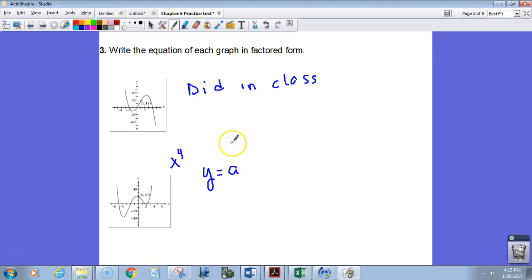I have an a, I don't know what it is yet, but I know my first zero is negative 5, so I need to make that x plus 5. Then I have negative 2, so another zero is x plus 2, because if I put a negative 2 there, it becomes 0. And then my last zero, where it just touches, is positive 2, so I say x minus 2, but since it just touches, I'm going to square that, okay?